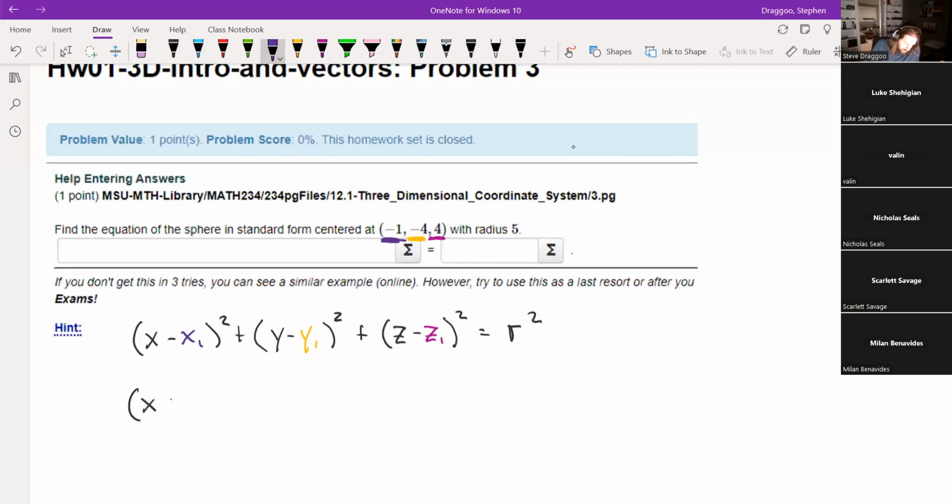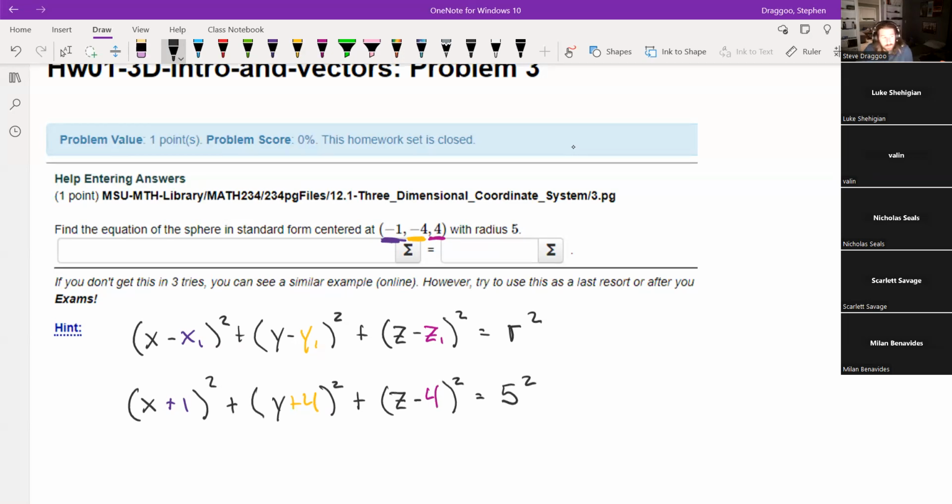This becomes (x plus 1) squared plus (y plus 4) squared plus (z minus 4) squared, and it's equal to 5 squared, as we're told our radius is 5. Cool, and that's all we had to do for that problem.